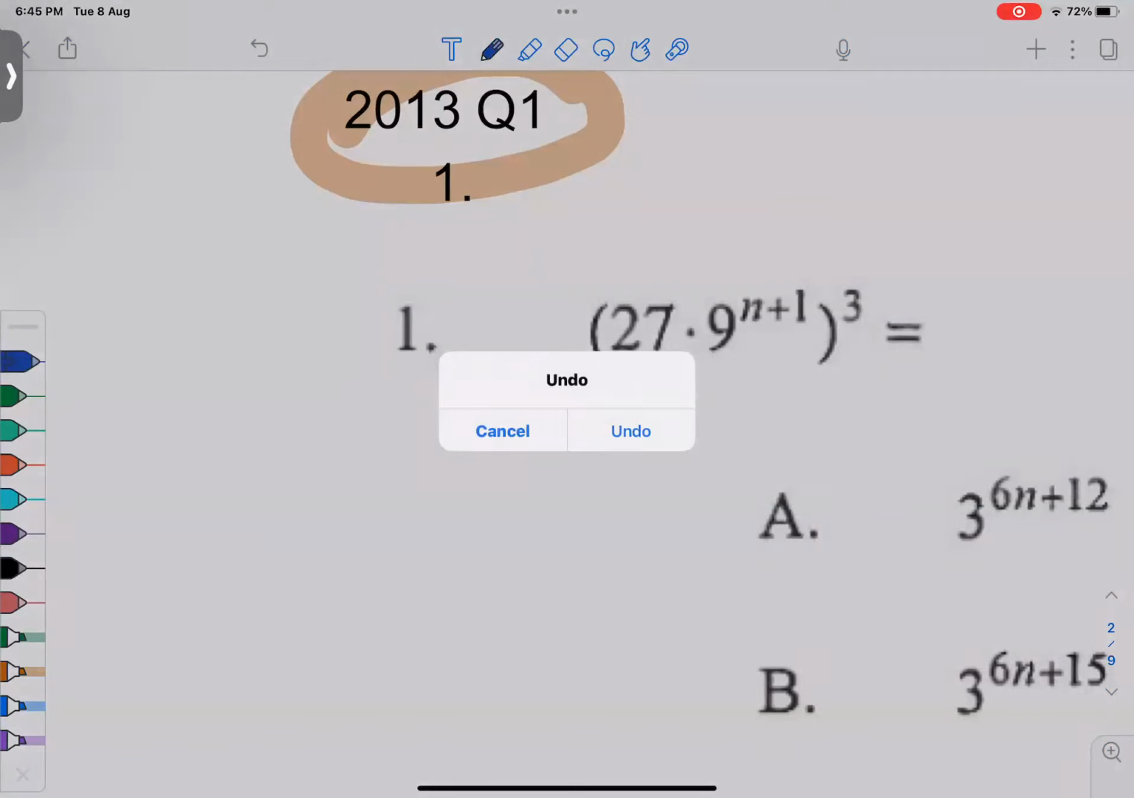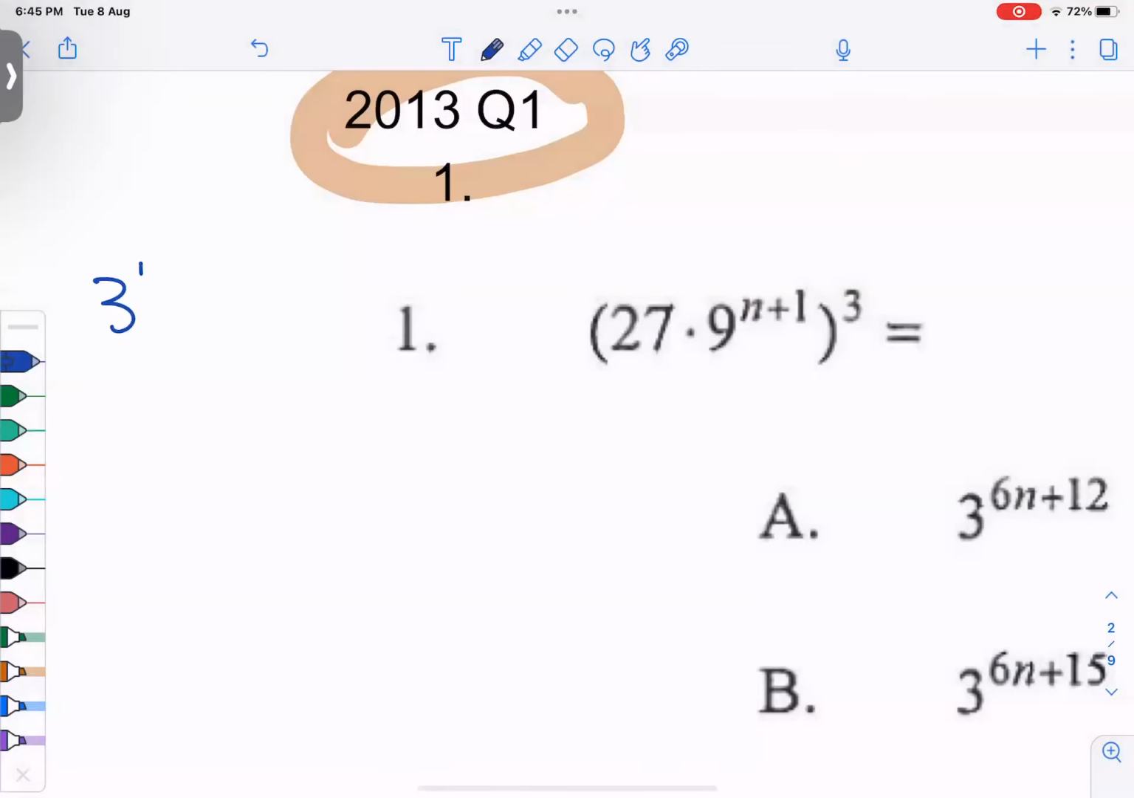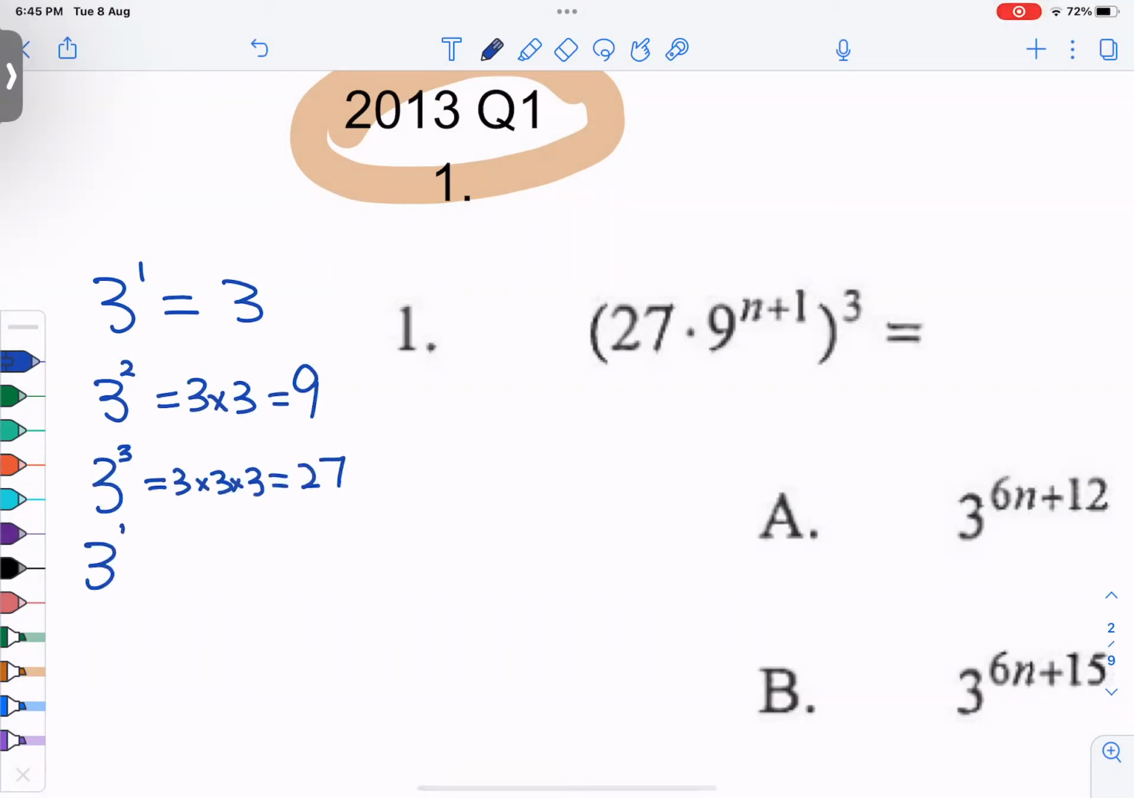So let's try. 3 to the power of 1 means just 3. 3 to the power of 2 means 3 times 3, which is 9. And then 3 to the power of 3 is 3 times 3 times 3, which is 27. How about 3 to the 4? Which is 81. Everyone saw. So what I mean is these numbers can be switched with each other.